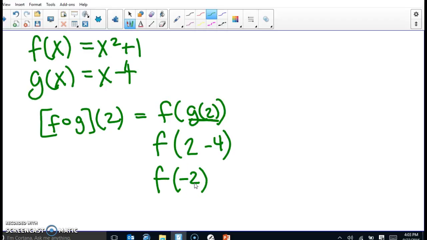And now I'm plugging that result into my f function. So negative 2 squared plus 1. And that equals 4 plus 1, which is 5.